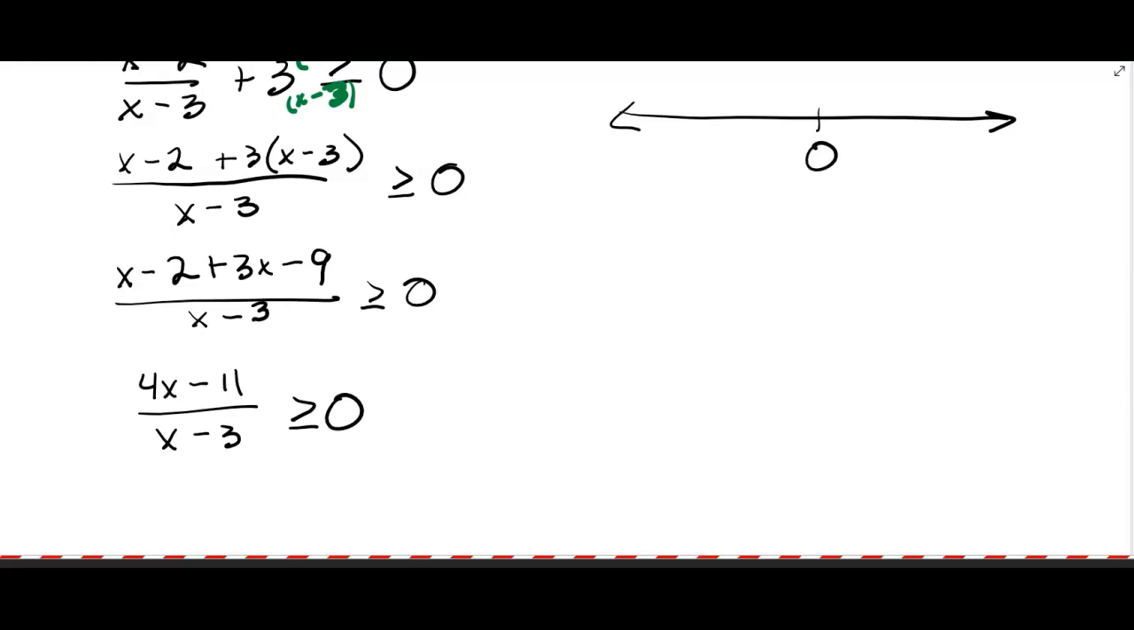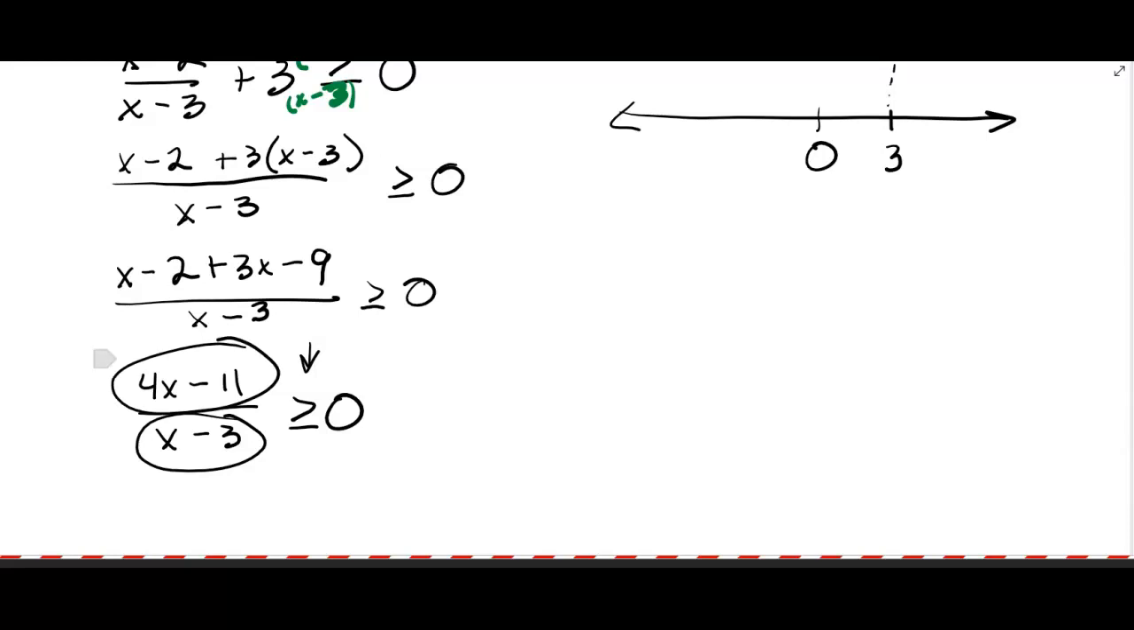Okay. The critical values come from if the denominator is 0, okay, that would be at 3. So 1, 2, 3. And we can't have it equal to 3 because we can't have the denominator be 0. So we're not going to include the 3. Even though this is greater than or equal to, we still can't have it equal 0 because of the denominator.